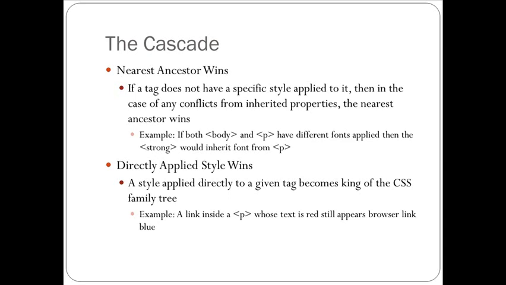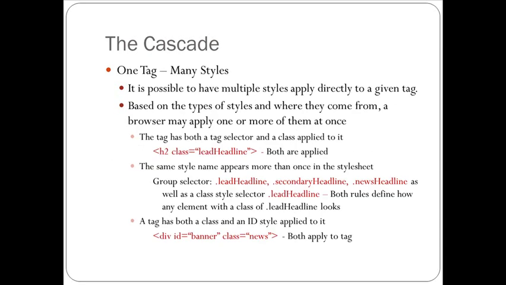As you've seen, you can have one tag with many styles. You saw that in the example with a paragraph tag. Based on the type of styles and where they come from, a browser may apply one or more of them at one time. So let's give an example of a tag that has both a tag selector associated with it and a class applied to it. In this case, anything that is being styled for H2s would be applied, as well as anything for the class lead headline. Those selectors would both be applied to that particular H2.